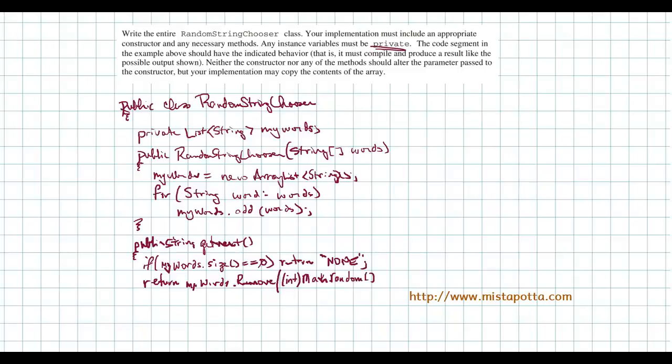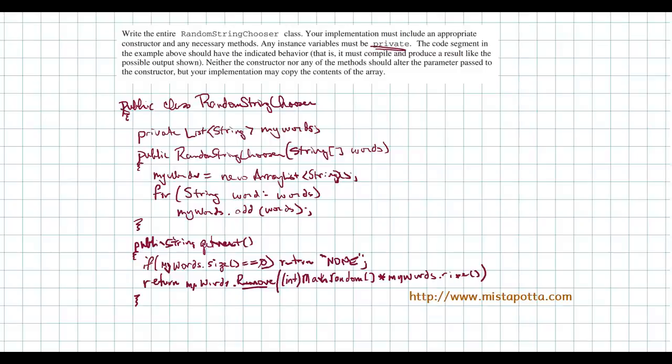Give me a random number, and I'm going to multiply that times my words dot size. And of course, the idea is that every time I remove an element from this list, my words dot size gets smaller, and I've got fewer and fewer random numbers to choose from until eventually my words dot size is zero, and I'm going to be returning nothing. So this is what we're looking at for part A.